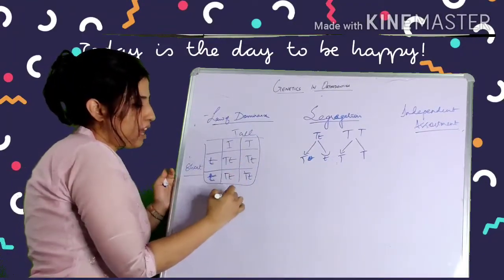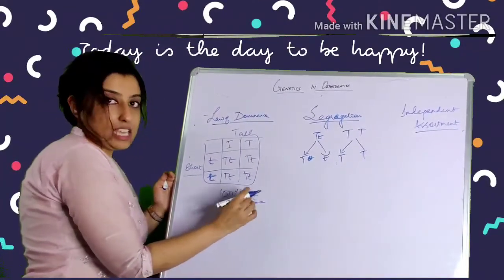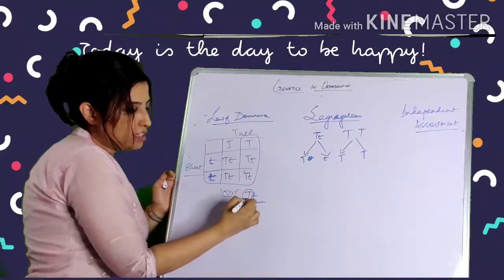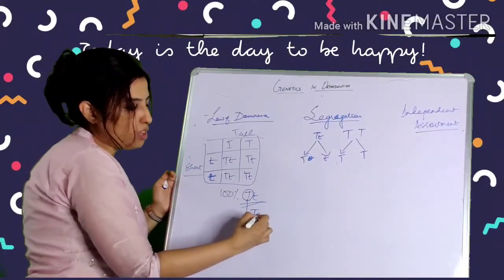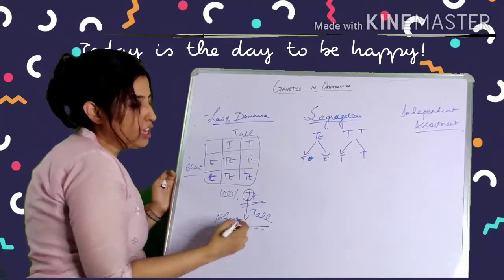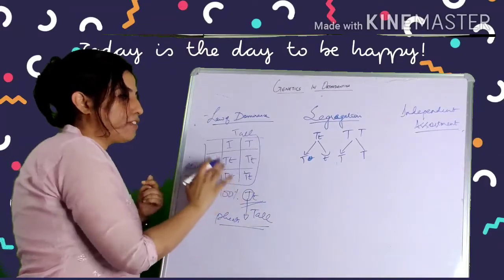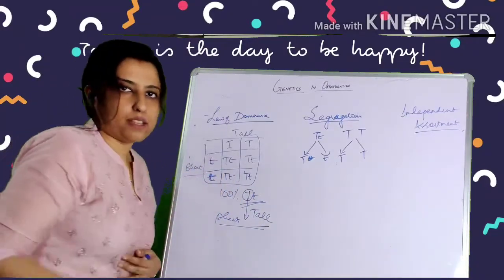If you cross them, then 100% the genotype will be TT. So what will express? The dominant one will express. So all the offsprings will have a phenotype of being tall, right? So this is the genotype and this is the phenotype. 100% they will have the dominant trait that will express.